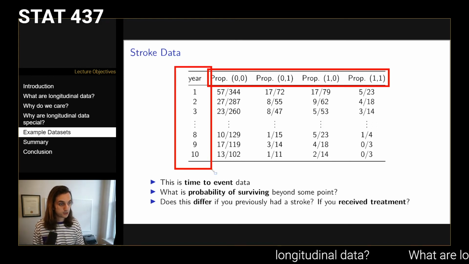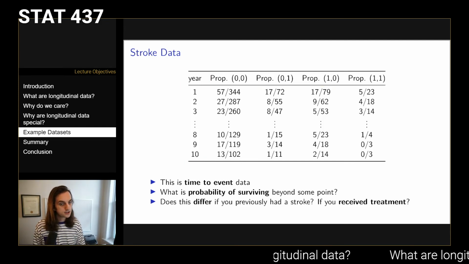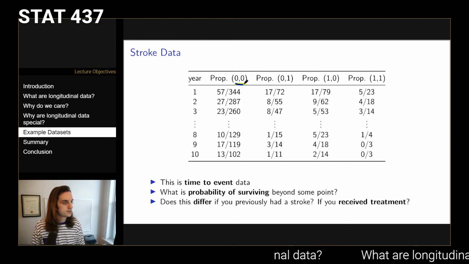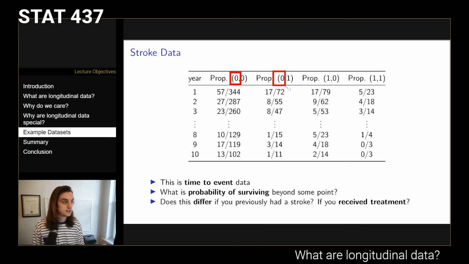So here, time is progressing in years, so there's 10 different years, and then each of these columns represents a different group of individuals. And so there's this 0, 0 group, there's this 0, 1 group, 1, 0, and 1, 1, okay? And the groups are about whether or not the individuals are in a treatment, an active treatment. So this first digit is a 0 if they're in the placebo treatment, and it's a 1 if they are in the active treatment.